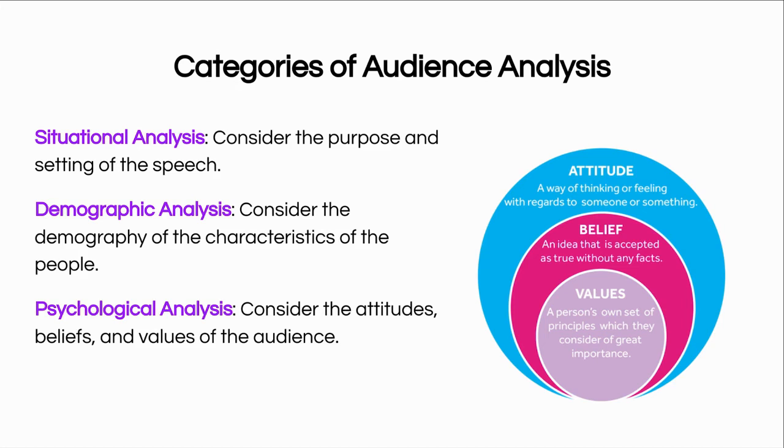The next one is psychological analysis, which looks at attitudes, beliefs, and values. Values are at the core and the hardest to change. Beliefs are ideas that are accepted as true. Attitudes can change with the setting, so it's a way of thinking or feeling regarding something. Again, attitude is the broadest and can definitely shift very easily. Belief is something that's a little more held onto, and then the value is what's at a person's core, which is very challenging to change.